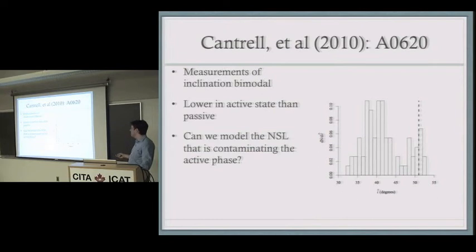So as you can see, you get bias toward much smaller inclinations when you are in the active phase. The active phase is when the disk is contributing more. And so this observational effect tends to bias your mass estimates. And then the question is, can we model it?